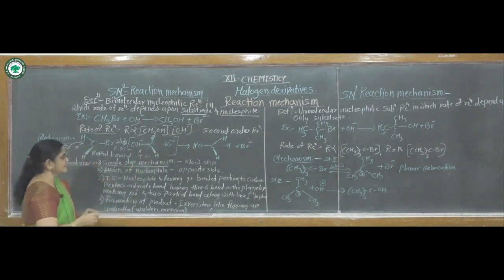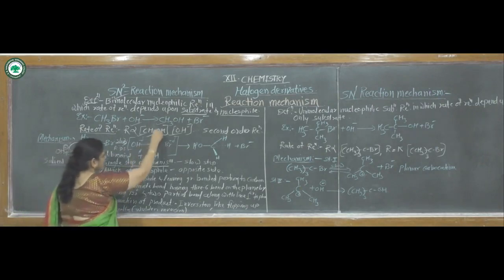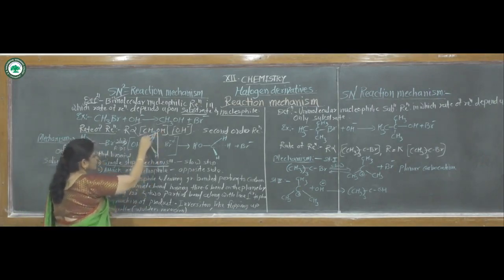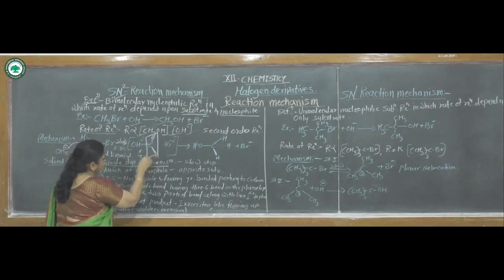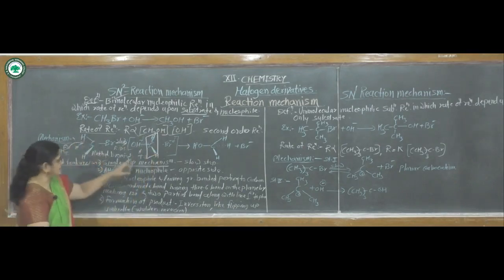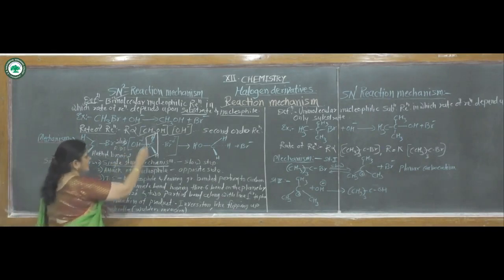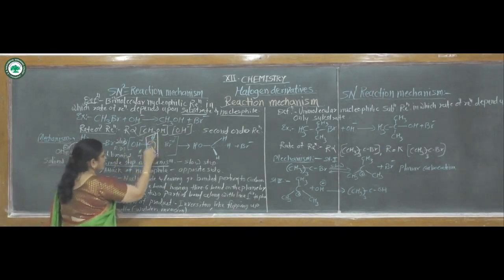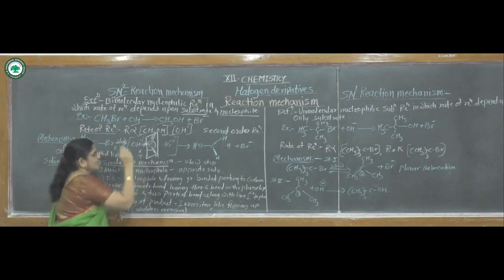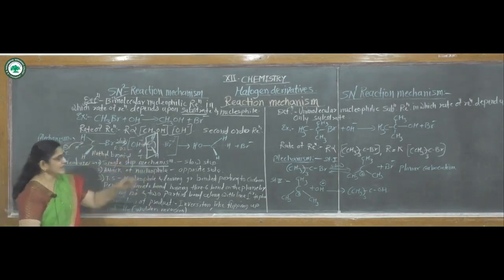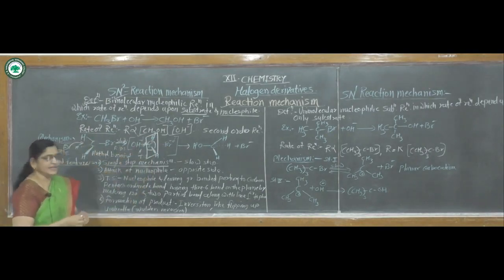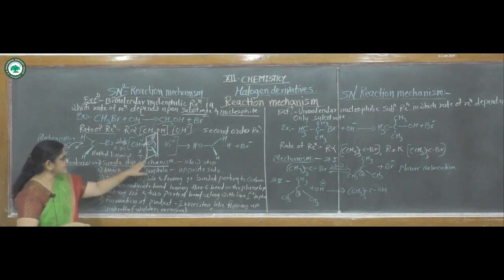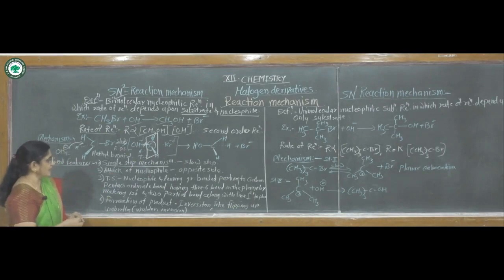The OH minus and the Br minus are in a straight line, and the three hydrogen atoms are in a single plane having a bond angle of 120 degrees. This stage is called the transition state. Then next, formation of product.